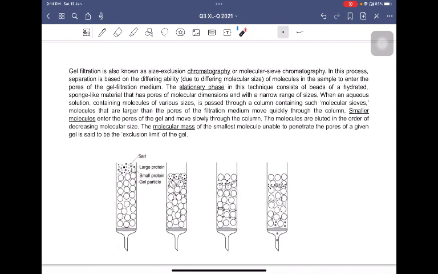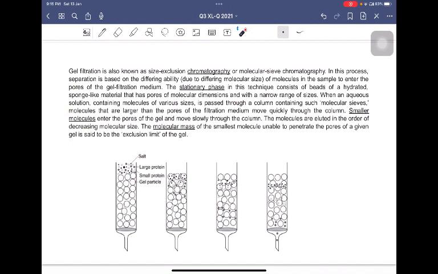So this resin, which is used to pack the gel filtration column, consists of beads. These beads have different pore sizes. The stationary phase in this technique consists of beads of a hydrated sponge-like material that has pores of molecular dimensions and with a narrow range of sizes. So these beads have pores inside them, and these pores also have a particular size, so there's a range of sizes of these pores.